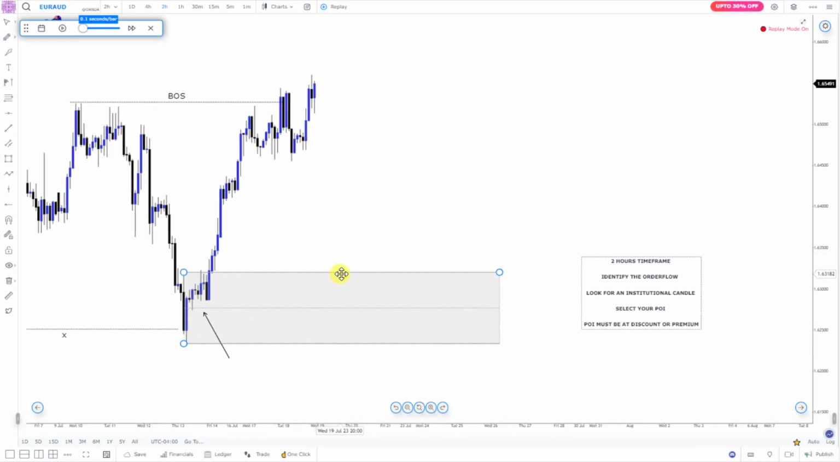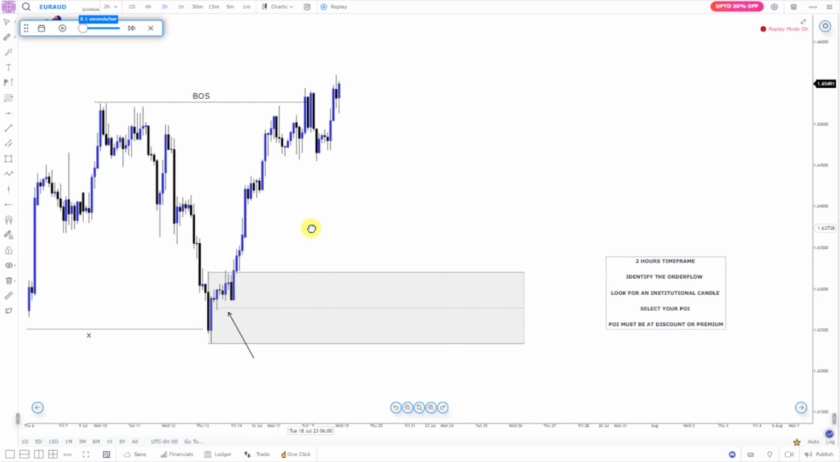So this point of interest is kind of large, and you can actually decide to refine this point of interest depending on the way you refine your zone. You can actually decide to refine it, but for the purpose of this example, I'm going to leave it this way. Now we have a push to the upside, and what I said you should do is go down to the lower time frame to look for a market structure shift which can allow you to get involved in this particular trade opportunity.